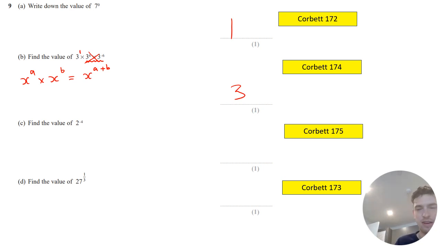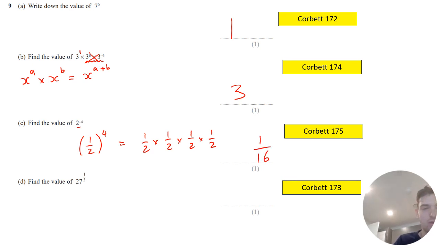I know that when I've got a negative index, I need to take the reciprocal of the base and change the power to a positive. So if I do this, I've got this calculation here, 2 times 2 times 2 times 2 is 16. So my answer is 1 over 16.